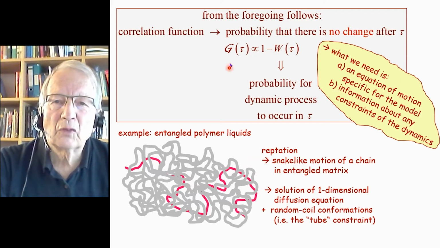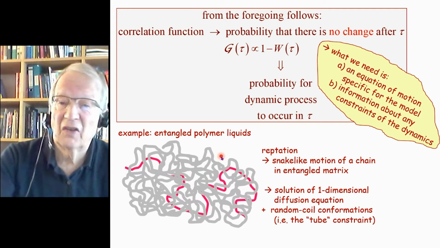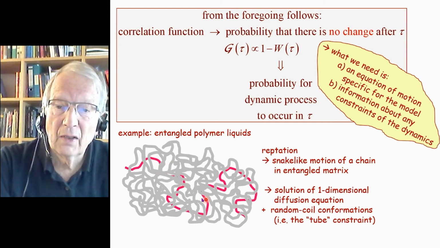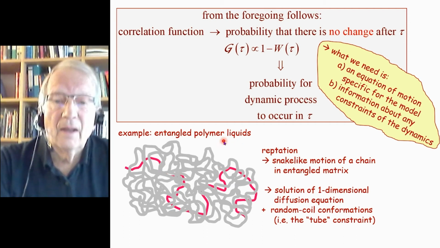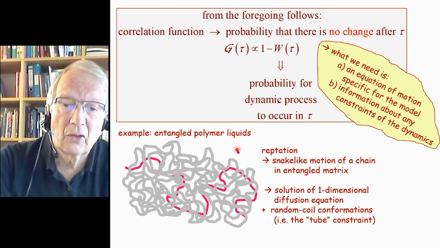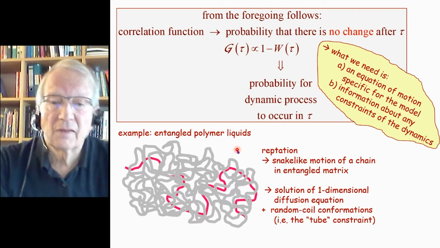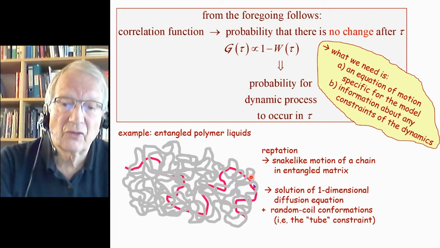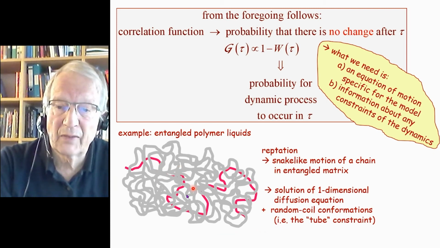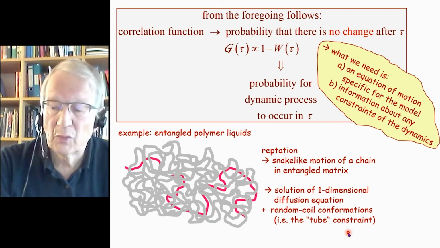Now, if we want to calculate the correlation function, we just have to take the equation of motion, which is a quasi-one-dimensional diffusion equation. I mean, a segment can only diffuse along one dimension, and we have to assume that if there shall be no change, it's just the probability that the segment is still at the same position. And secondly, we need some topological information. This is given by the conformation of this chain. It's a random coil. It's, so to speak, the tube constraint.